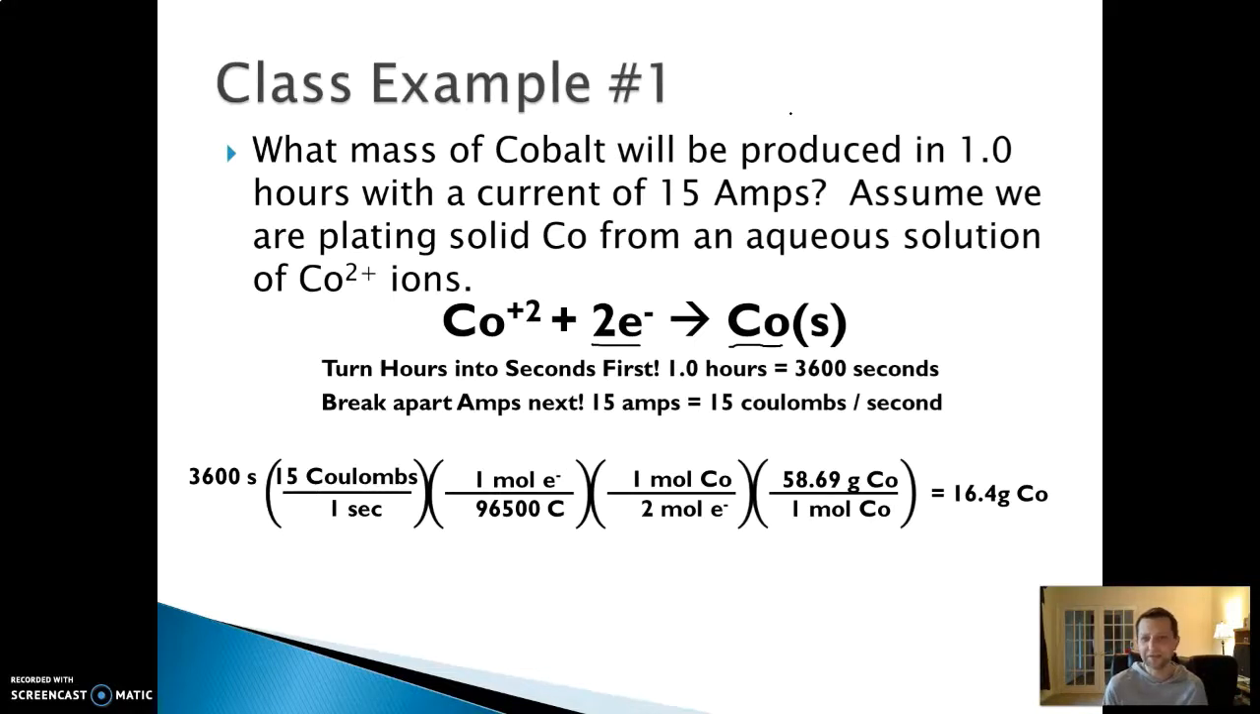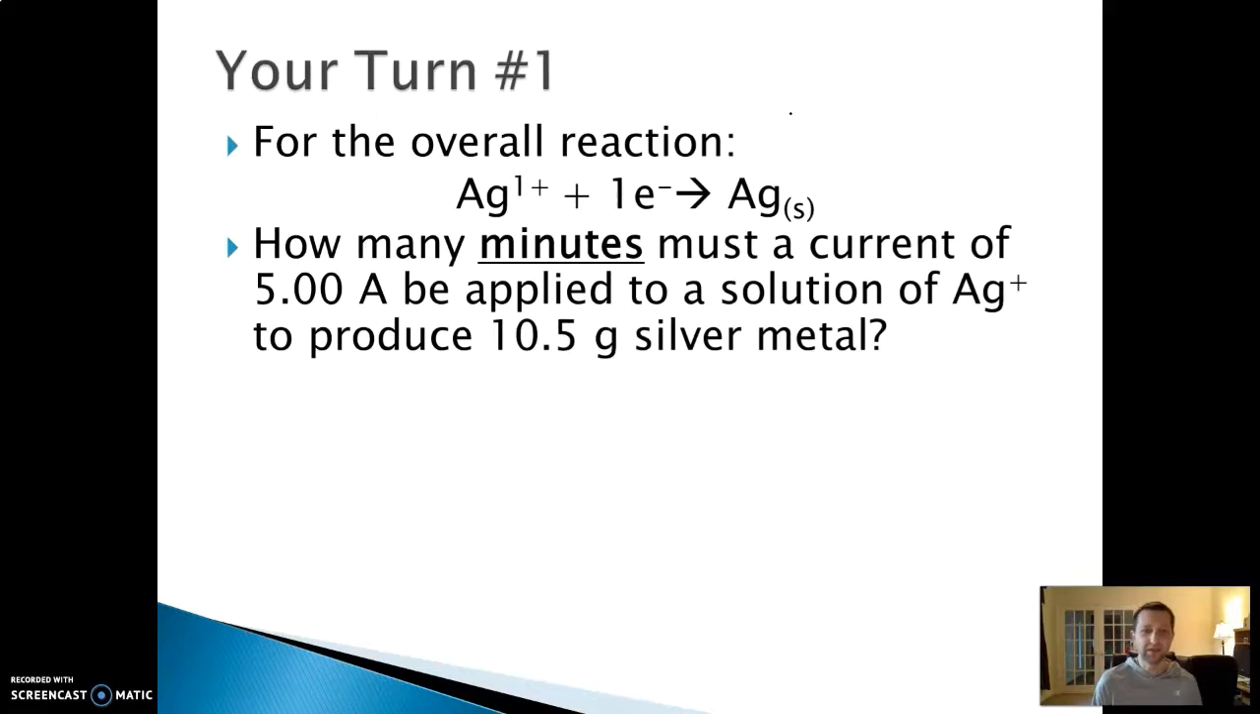So this is how they actually get some of these more reactive elements that are not found on their own in nature. They can make them through electrolysis, and this is an example of how much they could plate out in a certain amount of time. So it's pretty neat. Okay, we'll do one more together here.